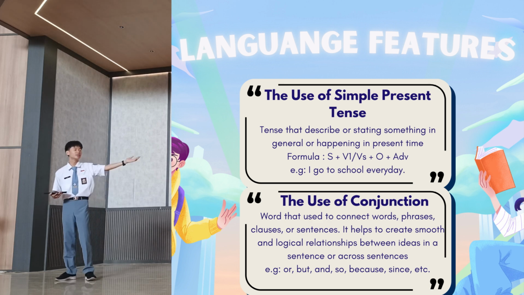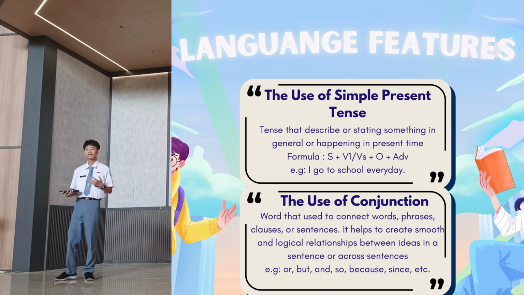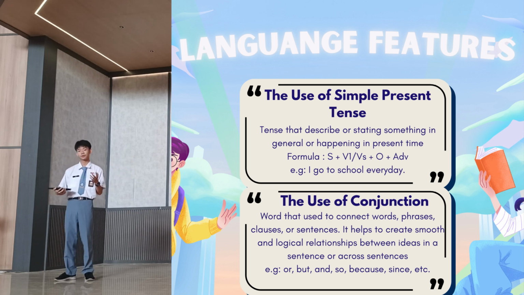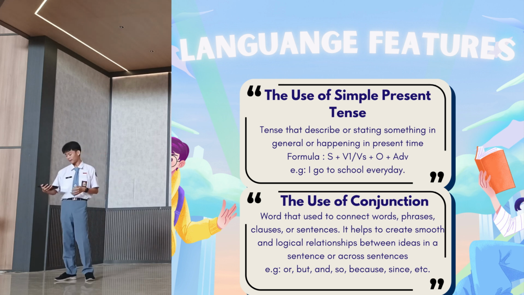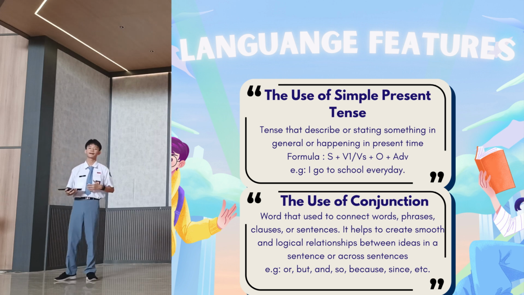And the last one is the use of conjunction. Conjunction is a word that is used to connect words, phrases, clauses, or sentences. It helps to create smooth and logical relationships between ideas in a sentence or between sentences. For example, or, but, and, so, because, since, and so on.